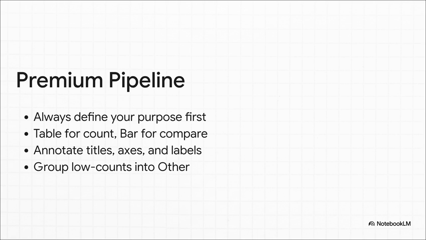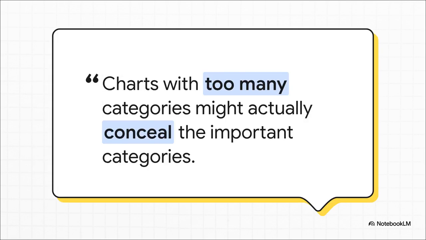Rule 3. Always process your output by annotating titles, axes, and data labels clearly. And Rule 4. Never delete data. Group cluttered, low-count inputs into an other category to keep your visual perfectly clean. The entire masterclass is beautifully summarized right here. A bar or pie chart with too many categories might actually conceal the more important categories. Design your visuals to reveal the truth, not hide it behind visual clutter.